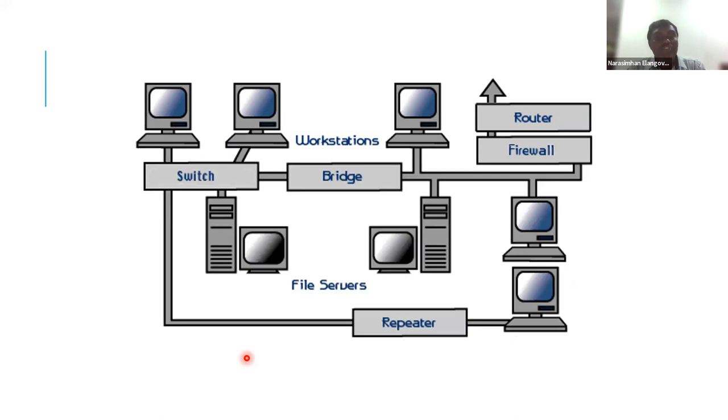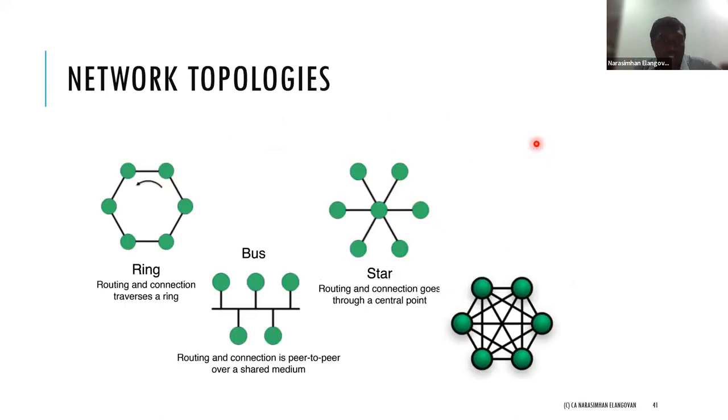This is how the combined structure will look: switch, bridge, repeater, router. And very important, immediately after the router should be the firewall. Why? Because that is how it will filter the incoming and outgoing traffic. And of course, it's another matter that our offices may or may not have a firewall. Let's not get into that sort of complicated discussion.